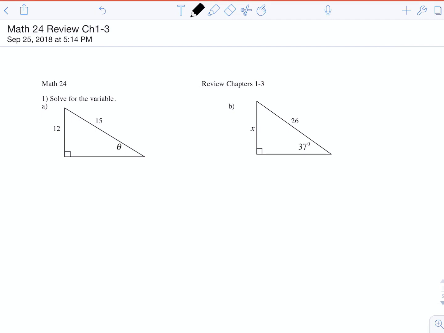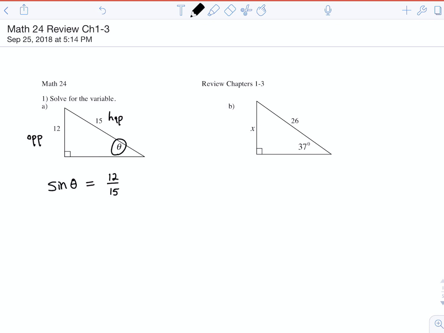Chapters 1 through 3 review. Starting with number 1, we need to solve for theta. Since that's the angle, this is going to be opposite, and this is the hypotenuse. So if it's opposite over hypotenuse, that means it's sine. So sine is going to equal 12 over 15.